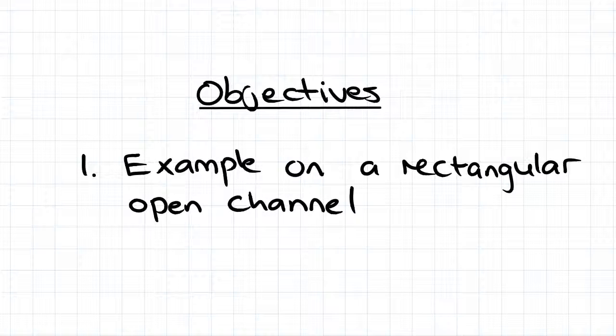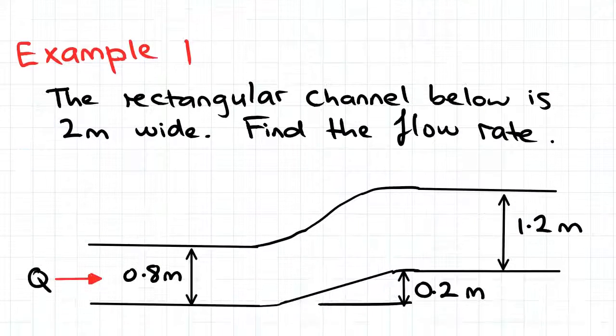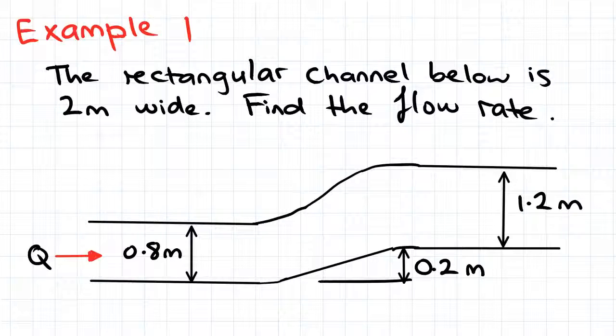Hey guys, in this video we're going to be using the Bernoulli equation again, this time with regard to a rectangular open channel. So here's our open channel. We've got the surface of the riverbed on the bottom there. There's a slight incline as we go along, and it raises up 0.2 meters. So we've got a rise in the bed elevation.